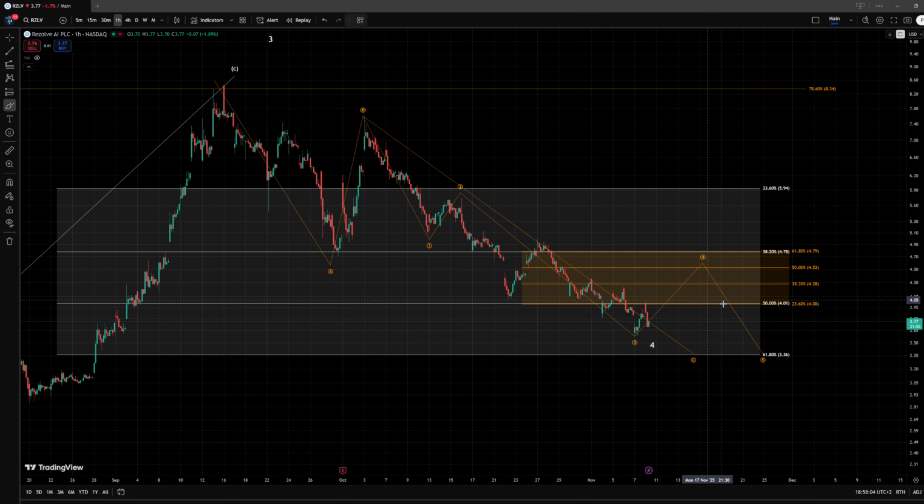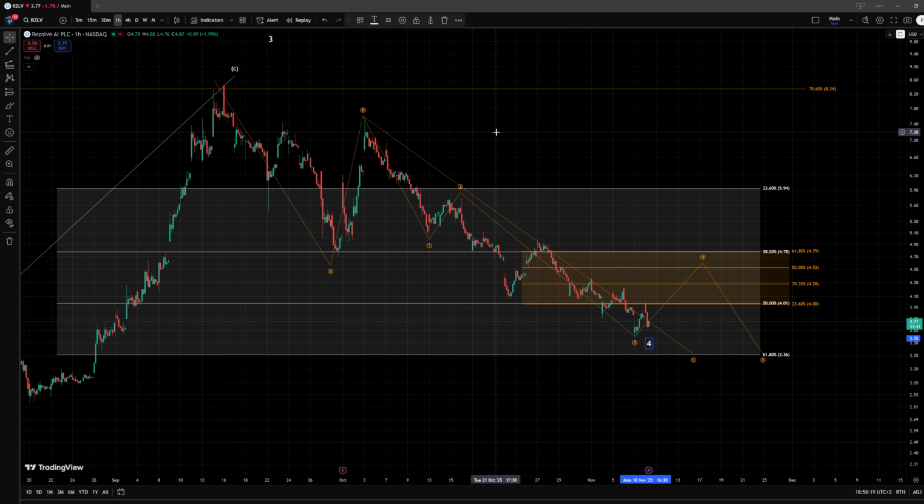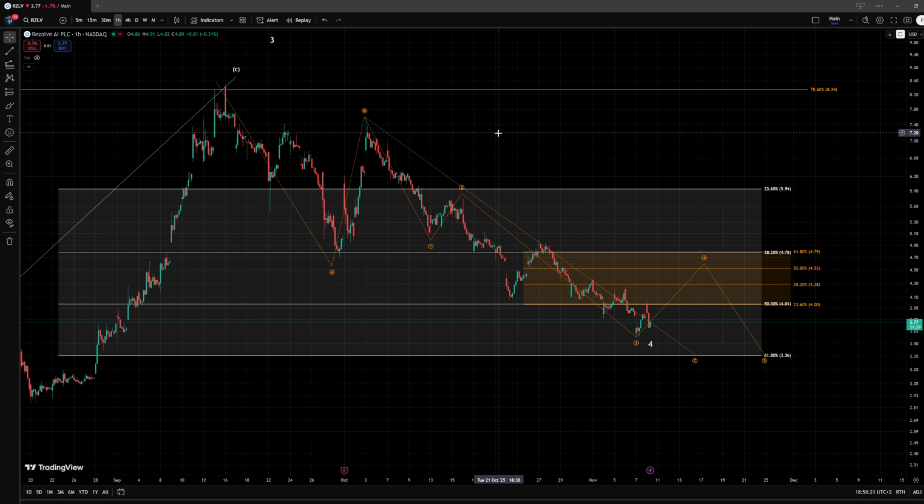And for now, for the bullish perspective, I am still watching the 61.8% retracement in white at the $3.3 level for continuation to the upside, and I am watching to break the 61.8% retracement here in orange for a signal that we may indeed have bottomed within this wave 4. And for now, these are the levels. This is the trade setup.